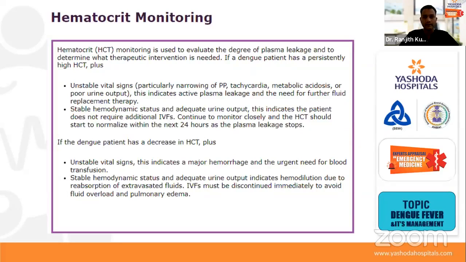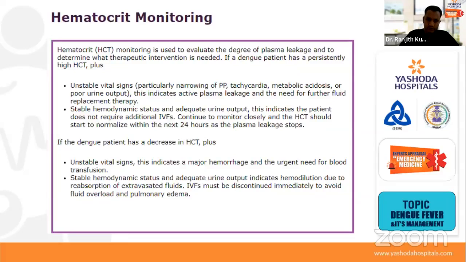If the dengue patient has a persistently high hematocrit with unstable vitals like tachycardia, low and narrow pulse pressure, and metabolic acidosis, usually fluid replacement therapy is indicated. So stable hemodynamic patients with adequate urine output do not necessarily require any IV fluids. They can be closely monitored and a repeat hematocrit can be done, and based on that, the decision to discharge can be taken.